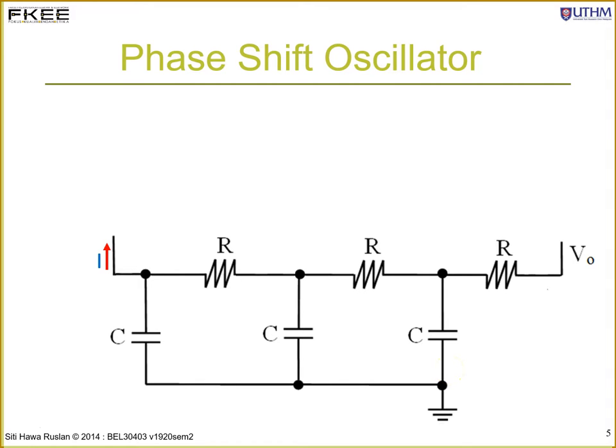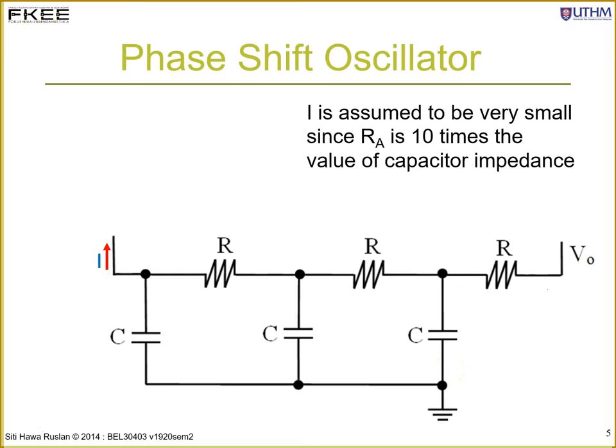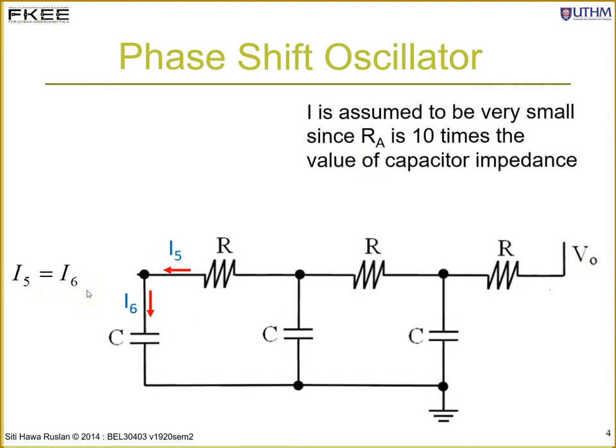Okay, I define a current I over here. Actually, it is the current flowing into the amplifier. This current is assumed to be very small. We can ignore this current because the value of your RA over here must be much larger, 10 times compared to the impedance of this capacitor. With that, we can ignore the current. So we simply have the current I5 over here flowing and I6 flowing through the capacitor. So with that, at this particular node, we can say that I5 equals I6.